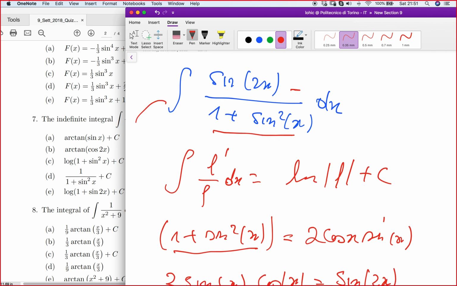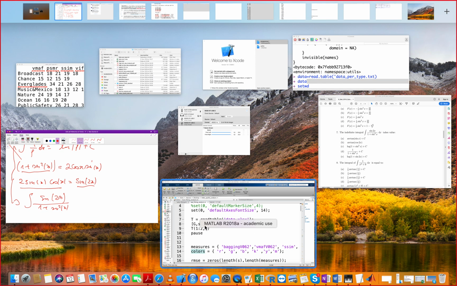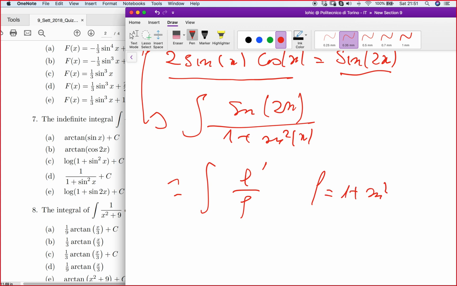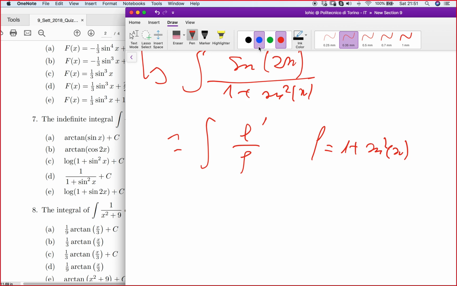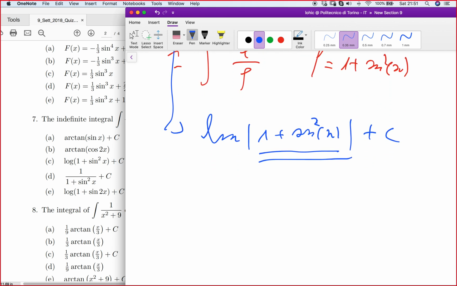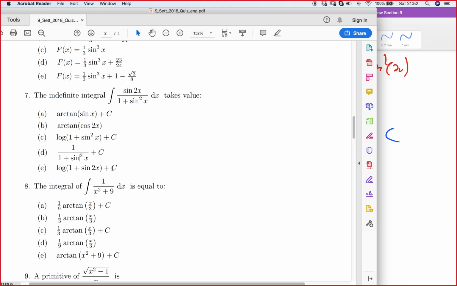So in fact this integral, the integral of sine of 2x over 1 plus sine square of x, is equal to the integral of f prime over f, where f is 1 plus sine square of x. This integral will give us the logarithm of the absolute value of 1 plus sine square of x plus c. But this is a positive quantity, so it doesn't matter if you put the absolute value or not. It will be the logarithm of 1 plus sine square of x plus c. We go back and we see that the answer is E. No, excuse me, the answer is C.